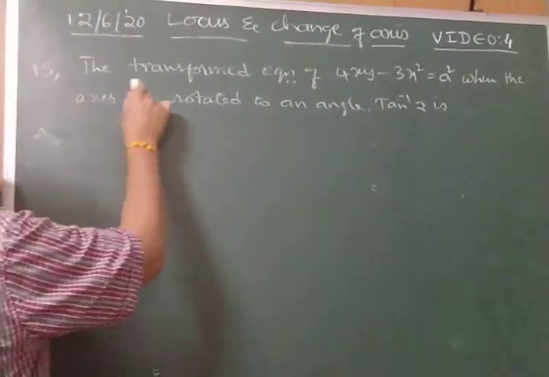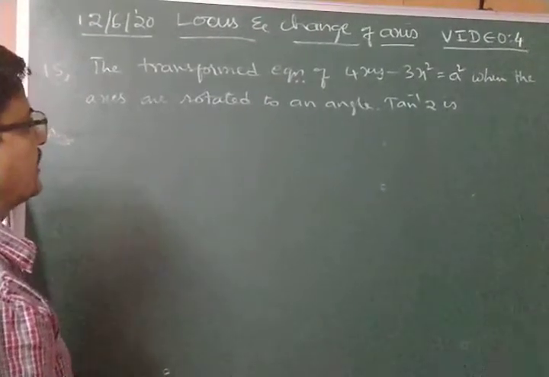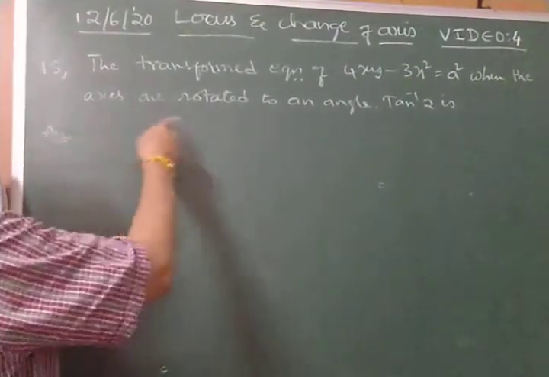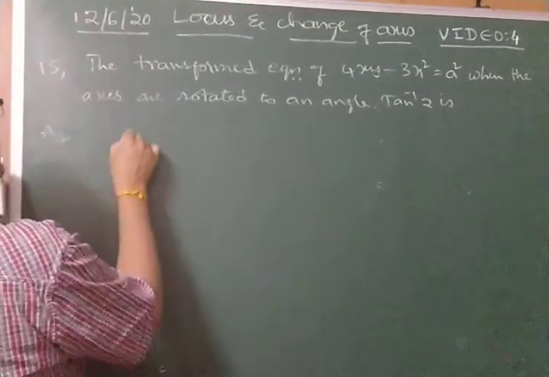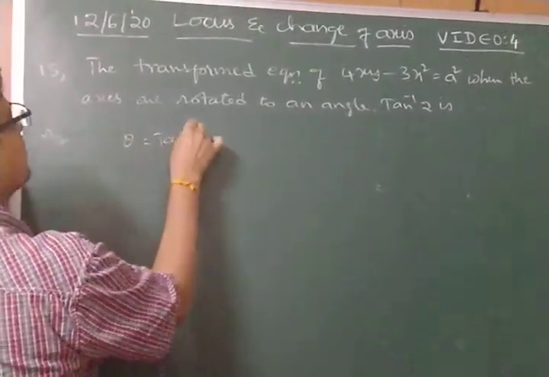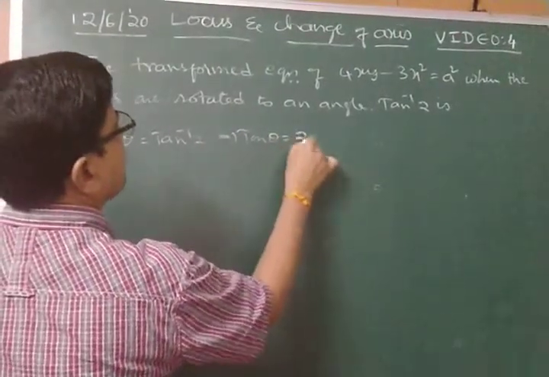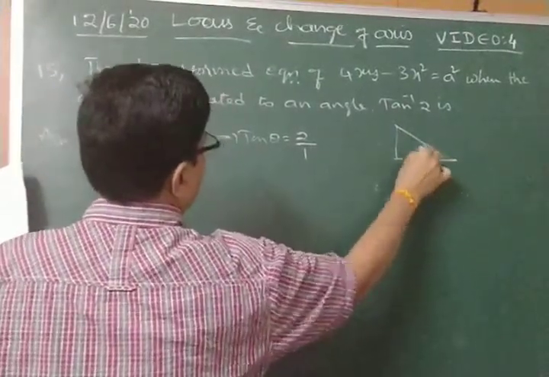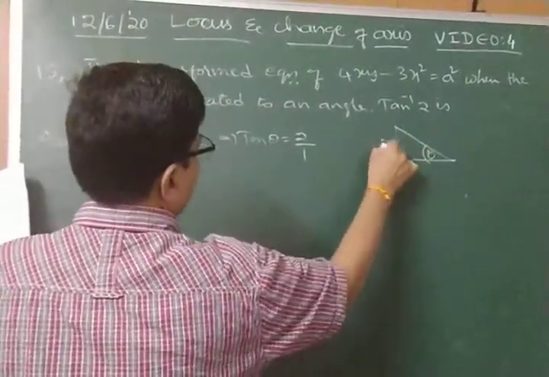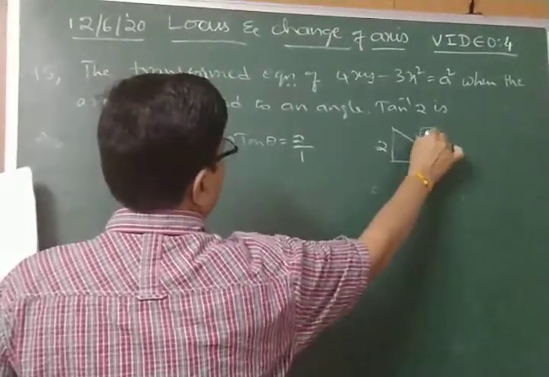15th question. The transformed equation of 4xy minus 3x square is equal to a square, when the axes are rotated through an angle tan inverse 2, that is theta is equal to tan inverse 2. That means tan theta is equal to 2 by 1. Now taking a right angle triangle, this is theta. Tan theta is equal to 2 by 1, opposite side and adjacent side, and hypotenuse is root 5.